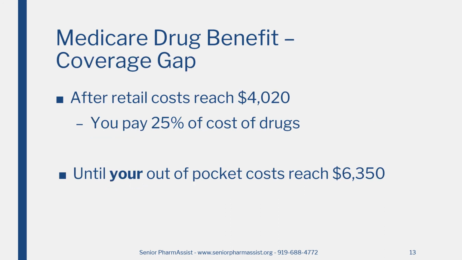Once the retail cost reaches $4,020, you will pay 25% of the cost of the drugs until your out-of-pocket expenses reach $6,350. This is called the coverage gap. You may also hear it referred to as the donut hole.